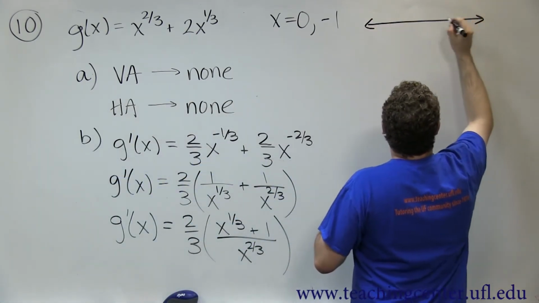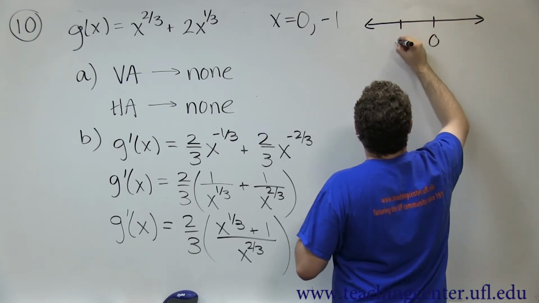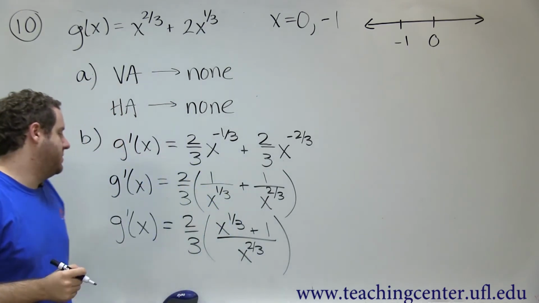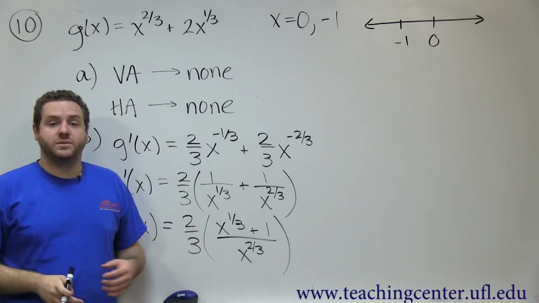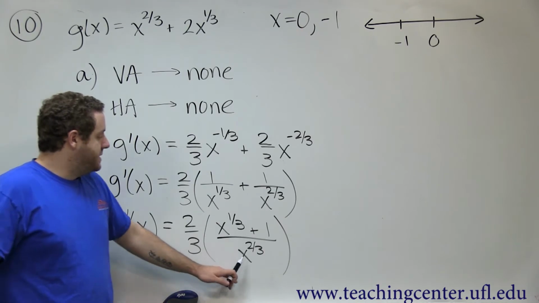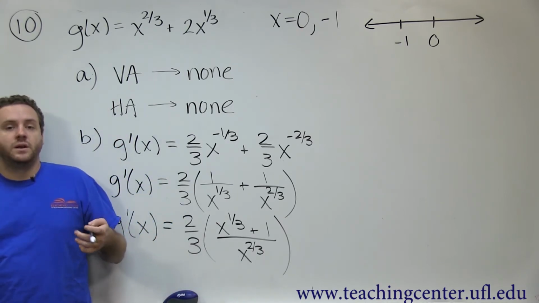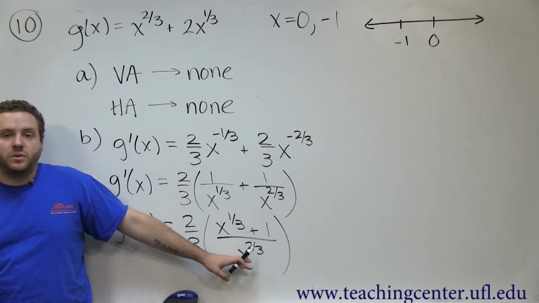So I'll draw a number line with 0 and negative 1 on it. And we're just going to be trying numbers here in the derivative and seeing if we get positive or negative results. The denominator, x to the 2/3, has an even power because you're squaring. So this is always going to be positive, so we don't really need to check that.